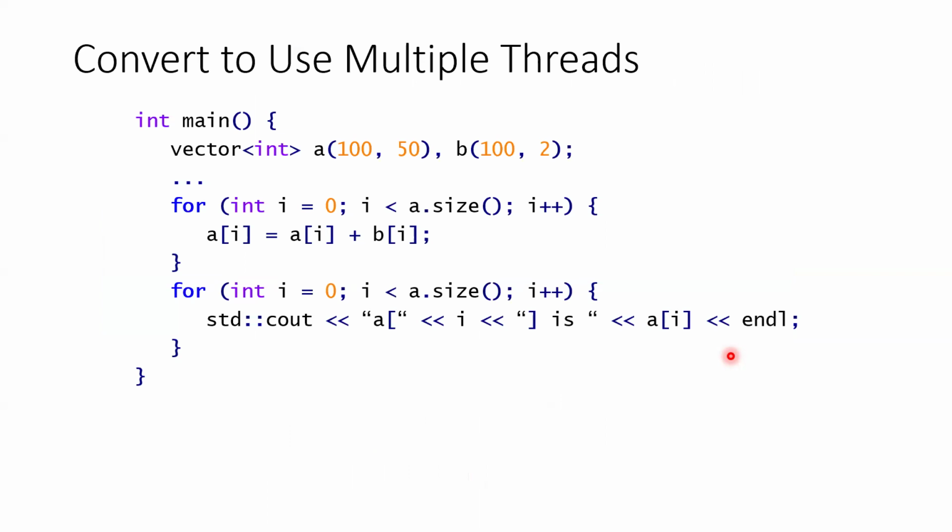Let's move on to the second program that we are going to talk about. In this program, we have A and B both having 100 elements. A has 50, B has 2. In the first for loop, we are adding them together and storing into A. So A will become 52. In the second for loop, we are outputting A[i].